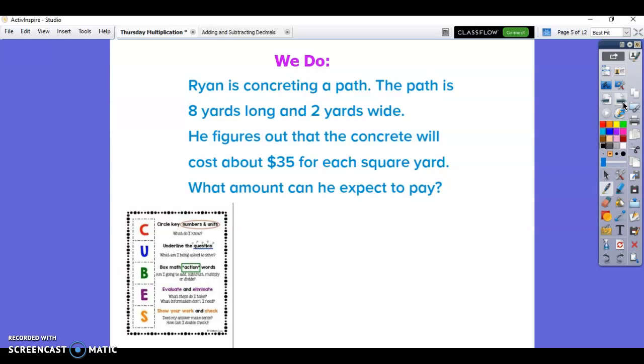So I want you to pause the video here, and I want you to go through the information and see if you can find the key words and see if you can figure out what it is that we need to do to solve for the problem. So pause the video here. I'm going to walk through and I'm going to cube, and then we're going to come back and check.